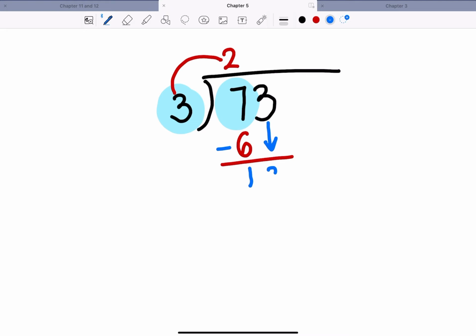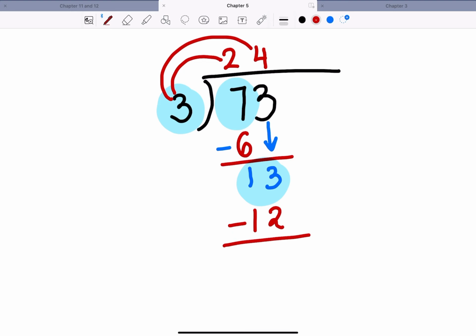I bring down the 3, and then my next step is to see how many times 3 goes into 13, which is 4 times. Then I multiply and I get 12, and I subtract, and my final answer is 1. Because I don't have anything to bring down, this 1 is my remainder. Up here, I have 24. So when you divide 73 by 3, you get 24 with a remainder of 1.